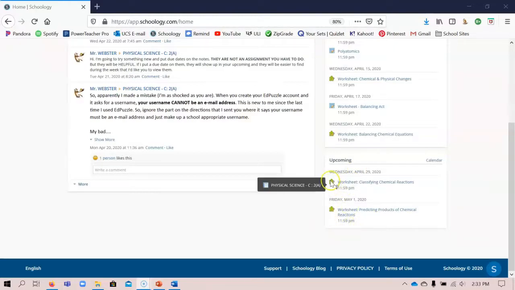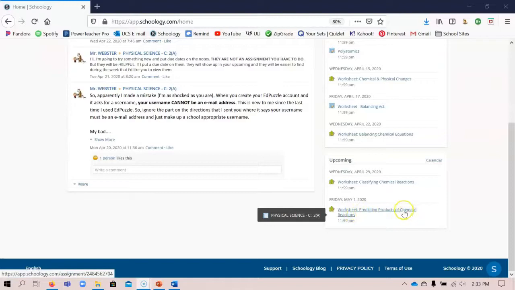So what you're looking at is assignments on here that have the green puzzle piece. Those are assignments that we are doing directly on Schoology. And you can get to them just by simply going to the upcoming and clicking the link right there. So for Wednesday, we're going to be doing the classifying chemical reactions. For Friday, we're going to be doing predicting products of chemical reactions. That's the one that I think will be a little bit more difficult. So that's the one I want to at least explain to you how it works at this point and how to go about answering questions.